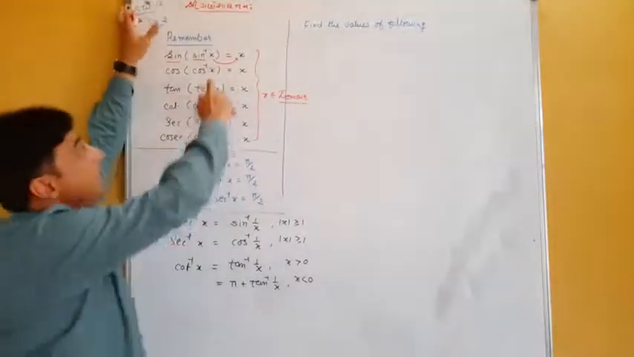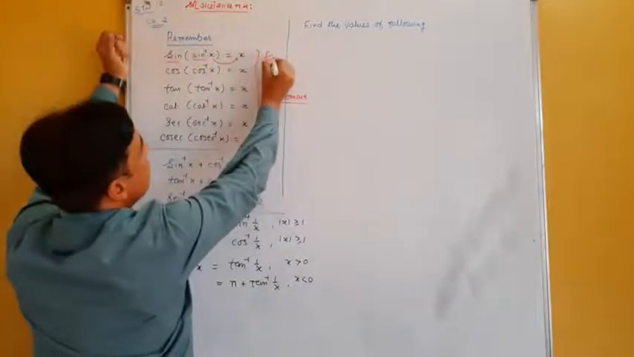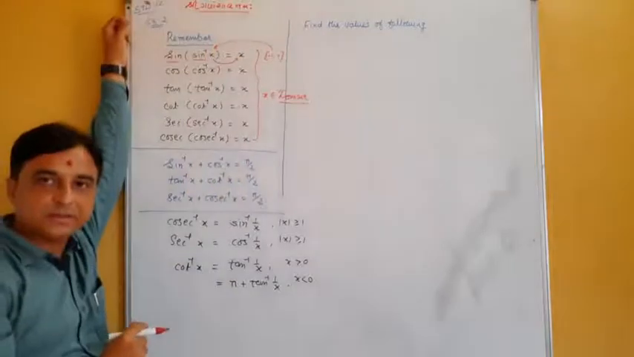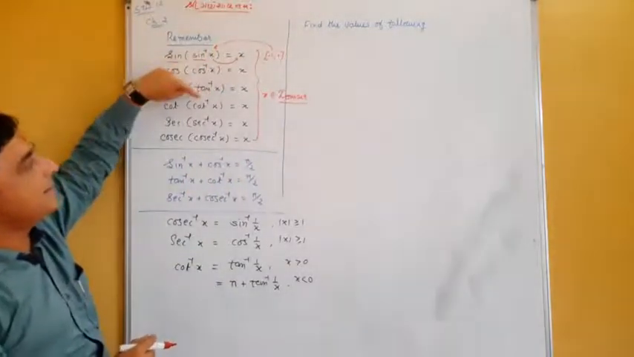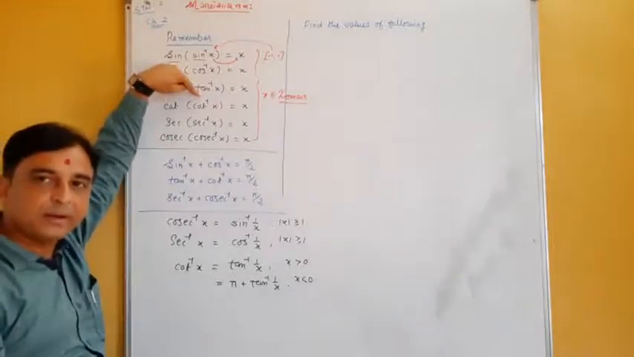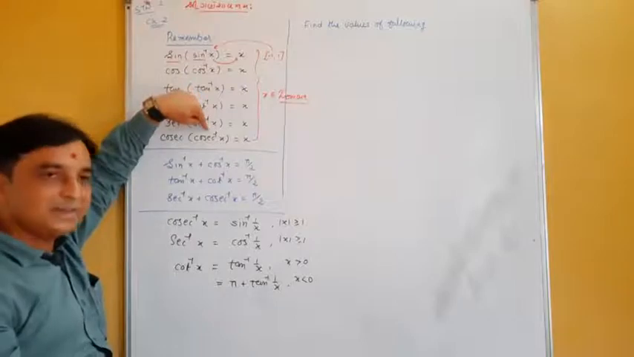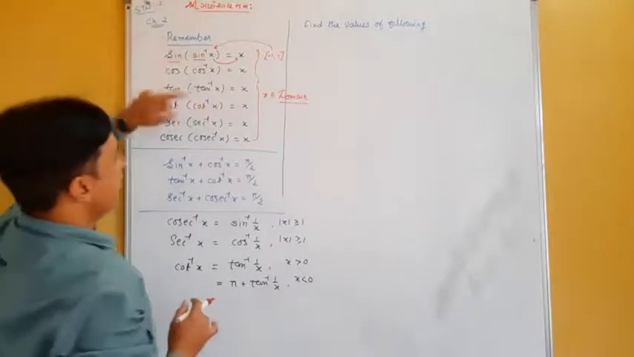So here x must be in -1 to 1. It is the domain of sin inverse. Similarly for this, x is in -1 to 1. Here x belongs to R. Here x is in R minus the open interval -1 to 1.